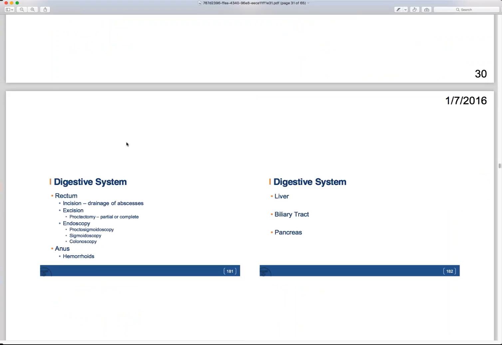So here they have rectum and anus. We have discussed hemorrhoids before. Okay. And when you're coding for hemorrhoids, remember there's a couple of steps. And whether it's a group or a column, you need to know how many groups, how many columns, and whether it's internal or external. Okay? Whether it's internal or external, and how many groups or columns when you're coding for hemorrhoid removals.